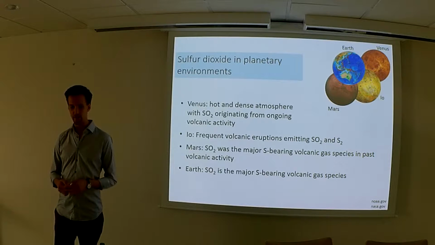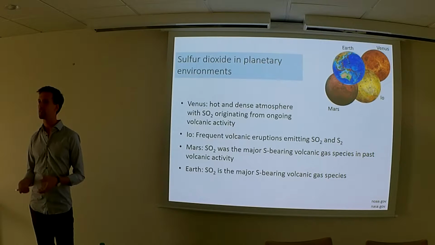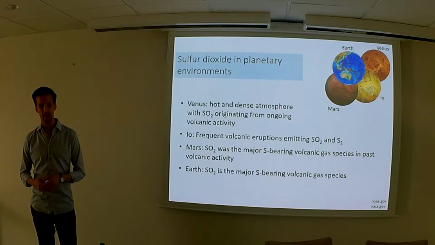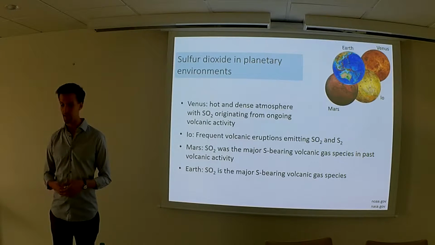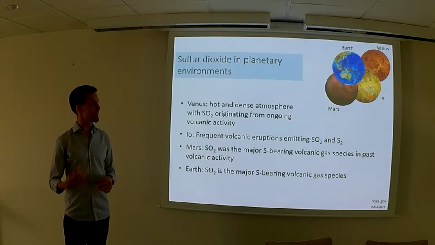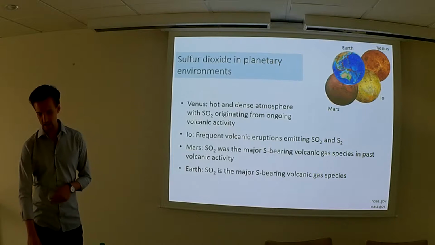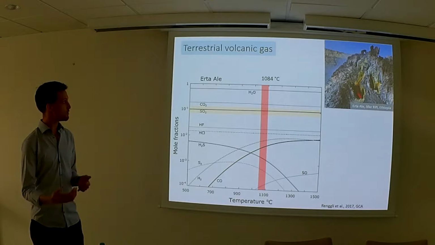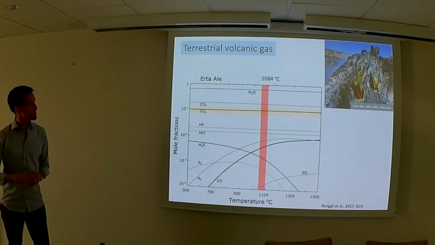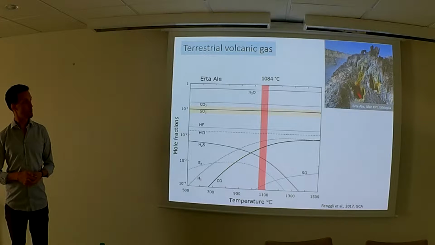There is no active volcanism there at the moment, but a lot of the surface materials are very rich in sulfates, and at least some of them likely originated from interactions with sulfur dioxide, reactions that I will talk about today. And then on Earth, sulfur dioxide is the major sulfur-bearing volcanic gas species. For example, this is the speciation of a volcanic gas from Erta Ale volcano in Ethiopia.